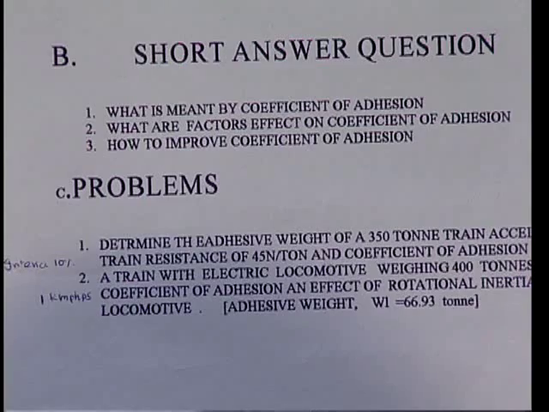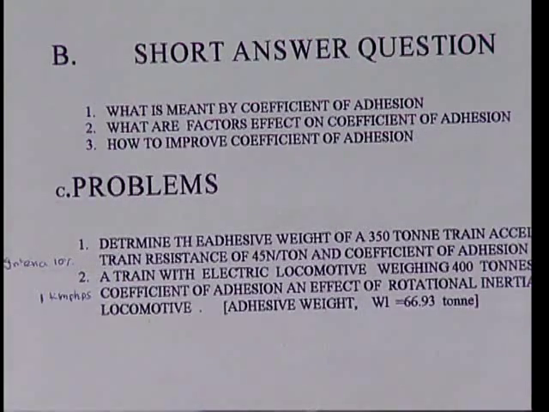Here mu A is the coefficient of adhesion. Next, second question, what are the factors that affect the coefficient of adhesion? There are three factors that affect the coefficient of adhesion. First one is the track, second one is the mechanical parts, and third one is the electrical parts.